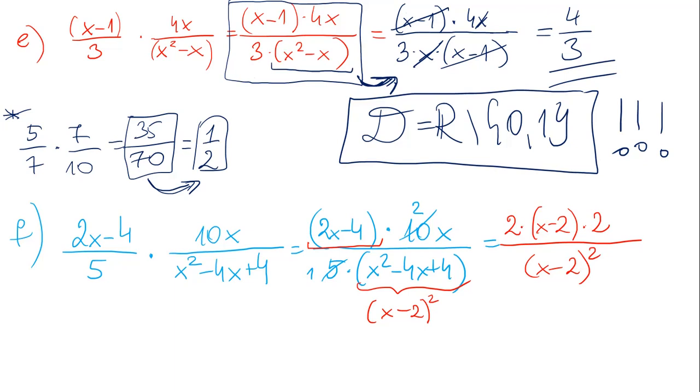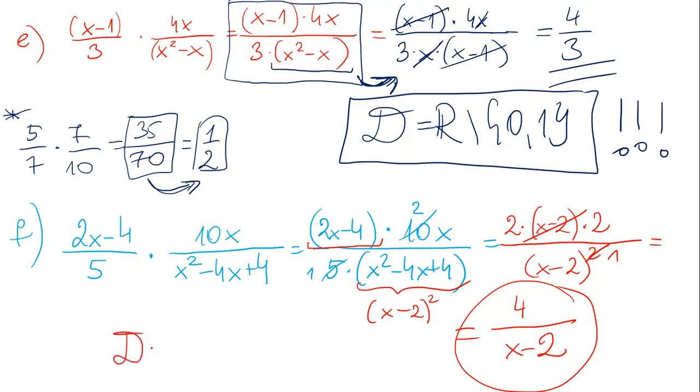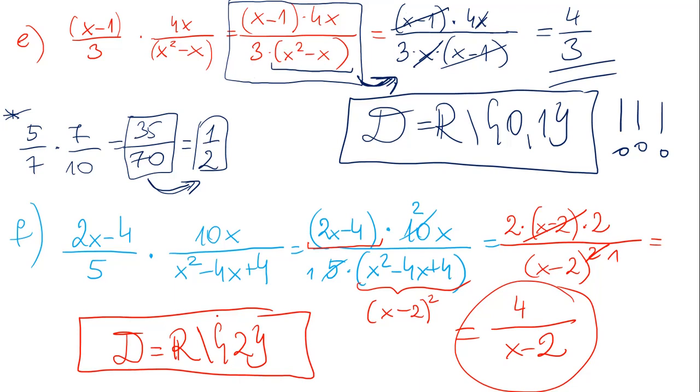Okay, and now if we have this fraction written in this form, we can easily cancel down this bracket with this power, so we get 1, and at the end we have 4 over x minus 2. This is our answer. Of course, we need to write down the domain, and domain is R without 2. Okay, that's our answer.